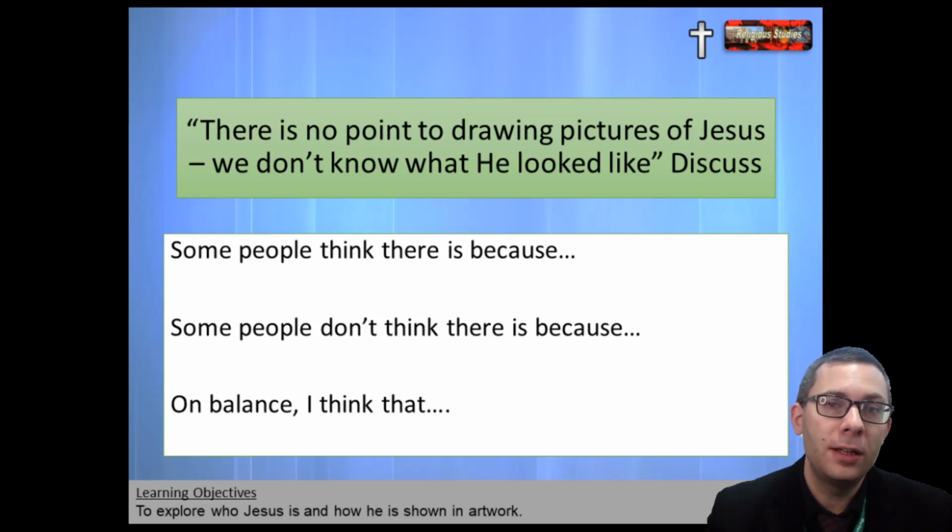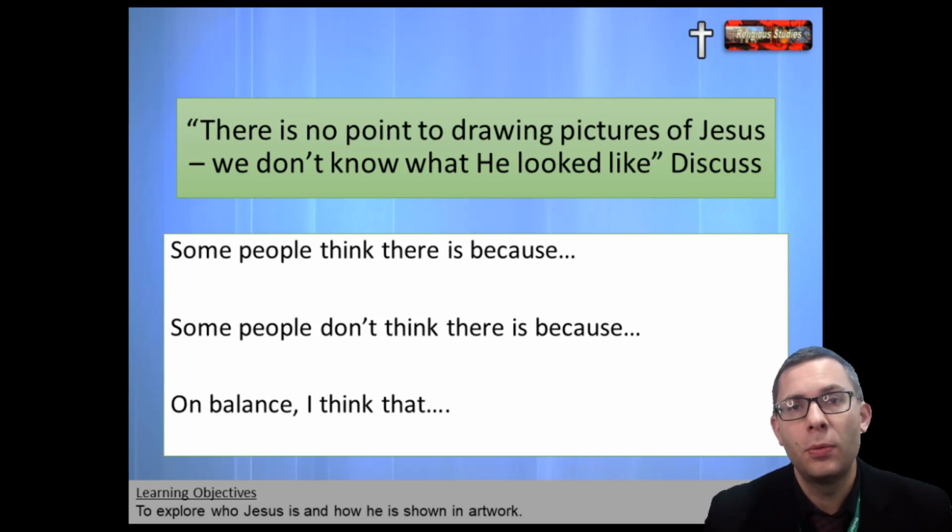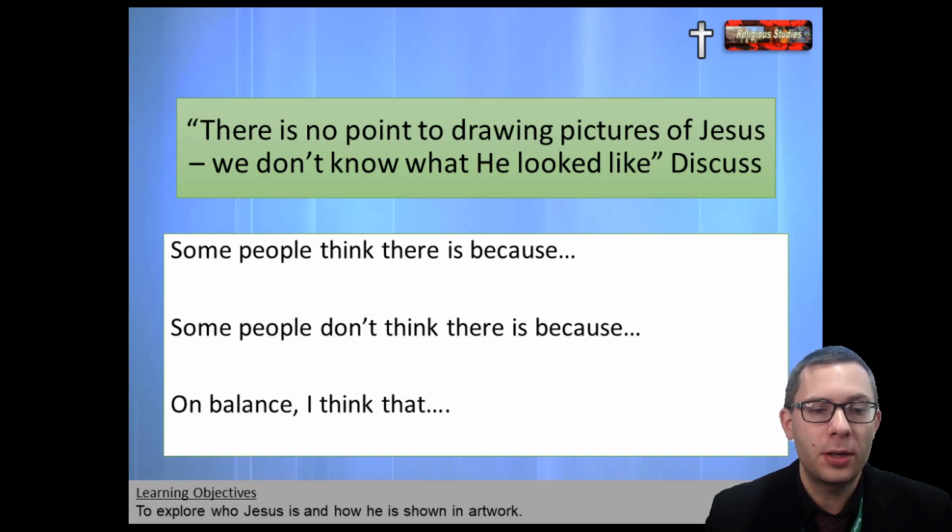At the end of this, you need to photograph it and send it through to your teacher, because we would like to see your work, because obviously that's really important that we do that. This is the question. There is no point drawing pictures of Jesus because we don't know what he looked like. Discuss. So you're going to come up with why some people think you should, some people think you shouldn't, and on balance, what do you think? So leave that there. Get that sent through to your teachers.